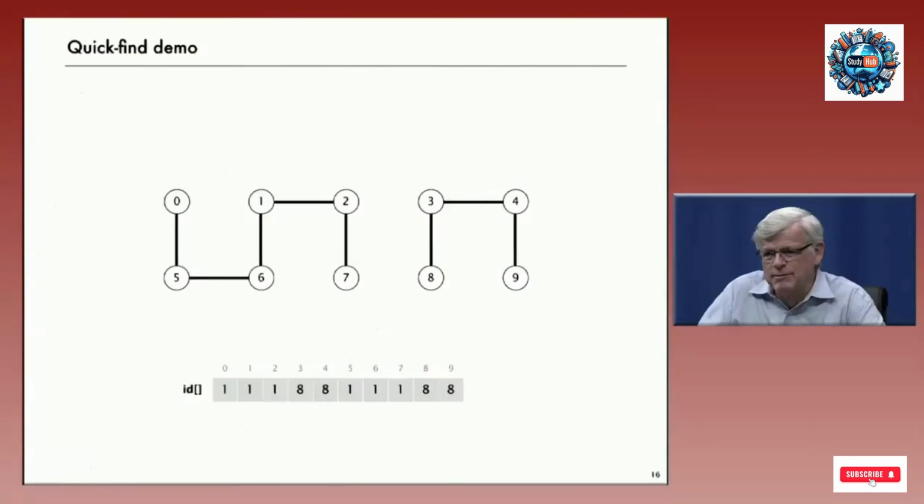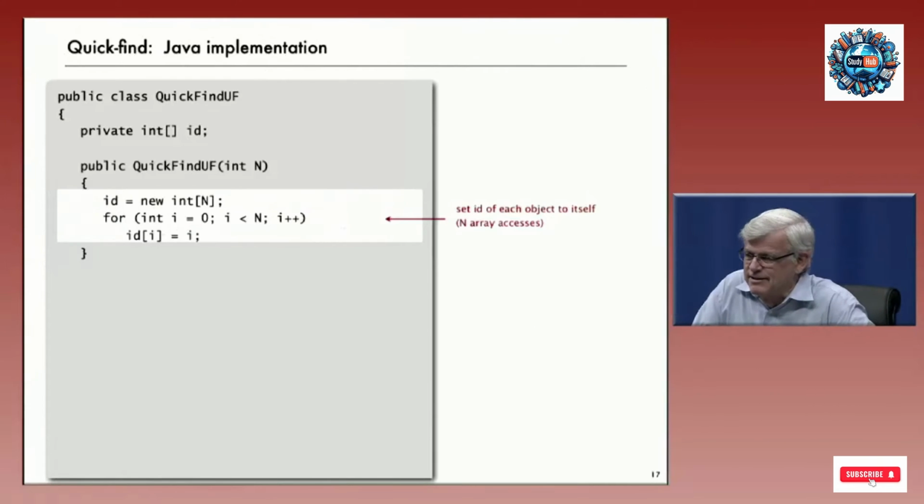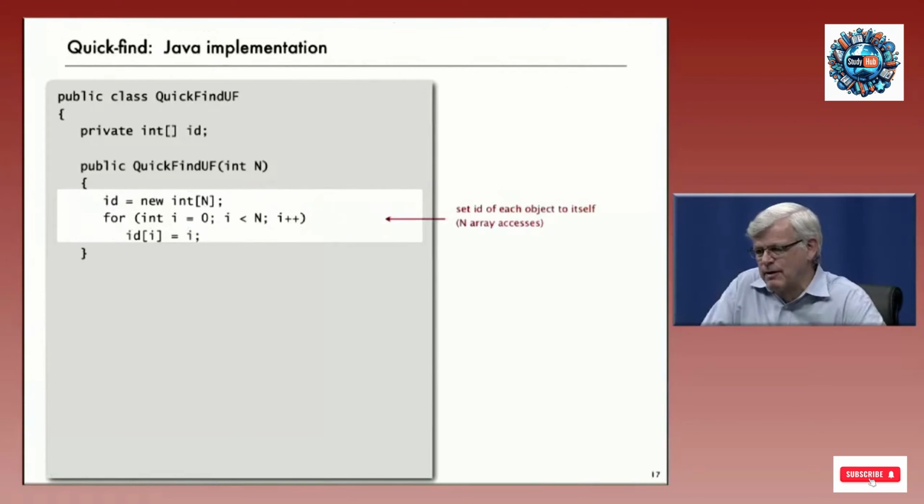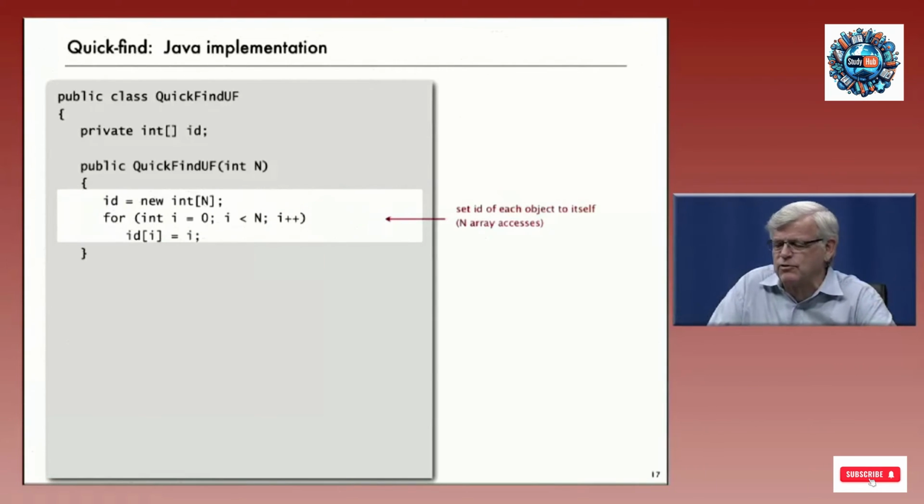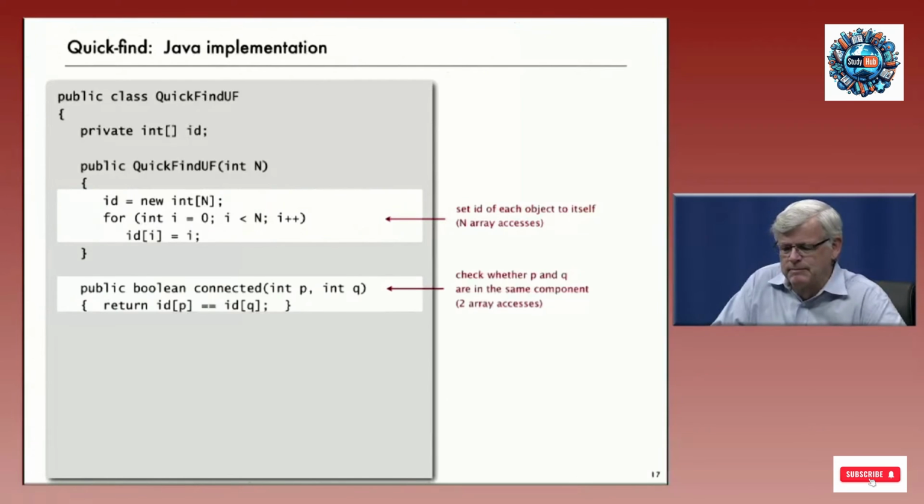Okay, with this concrete demo in mind, moving to coding up this algorithm is pretty straightforward, although it's an interesting programming exercise that a lot of us would get wrong the first time. So let's start with the constructor. We have a private integer array, that's our ID array, the data structure that's going to support this implementation. The constructor has to create the array and then go through and set the value corresponding to each index i to i. That's straightforward.